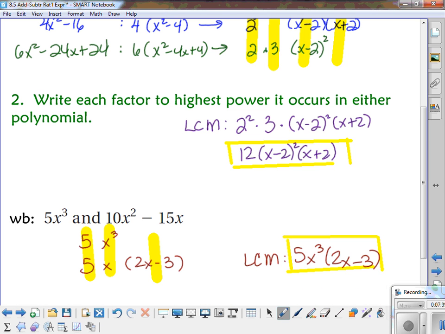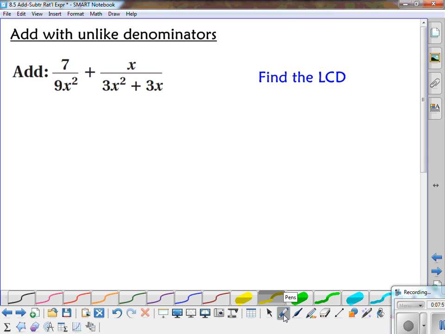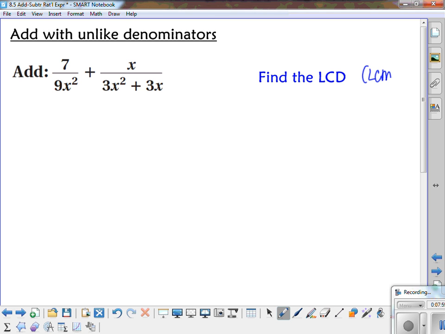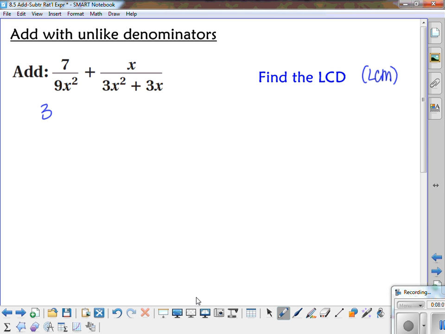All right, so we're going to use this when we want to add and subtract with unlike denominators. We're going to use it so we can get a common denominator. So first we have to find the least common denominator, which again is our lowest common multiple. Same thing, okay? So if I look at my denominators, I've got 3 squared times x squared. Here I've got 3x times x plus 1.